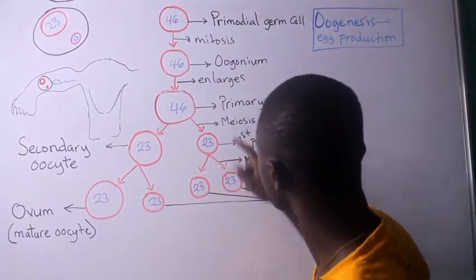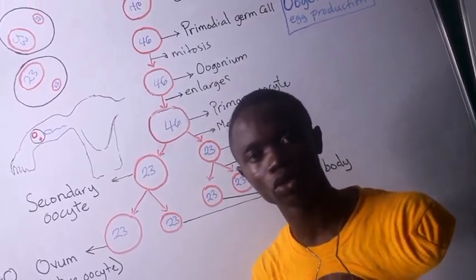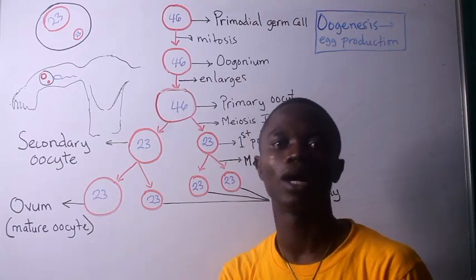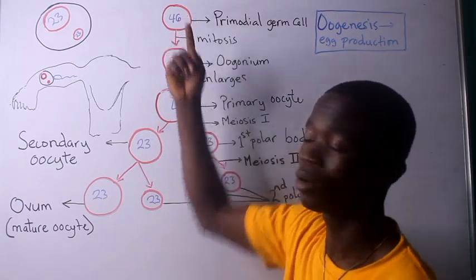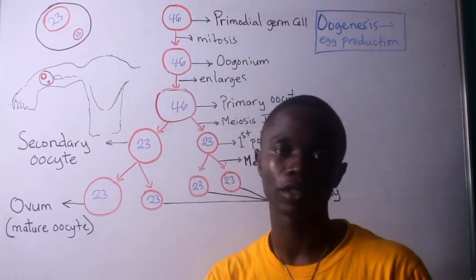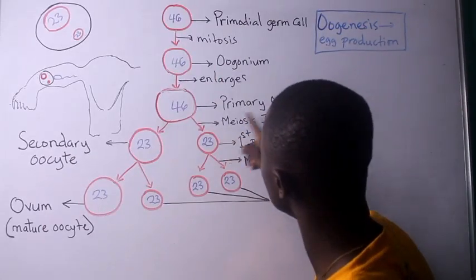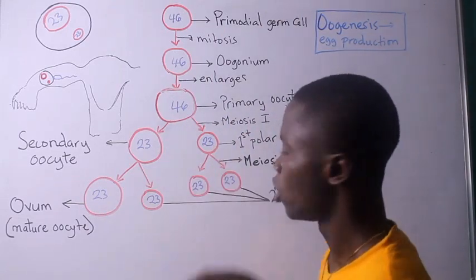At the end of meiosis 1, the purpose of meiosis is to reduce the chromosome number from diploid to haploid. Haploid means you have one set of chromosomes, not two sets. You will have 46 now. We want to divide so that one of the cells carries 23, the other one carries 23. That's haploid, half the number of chromosomes. So this primary oocyte will undergo meiosis 1 to produce two daughter cells.